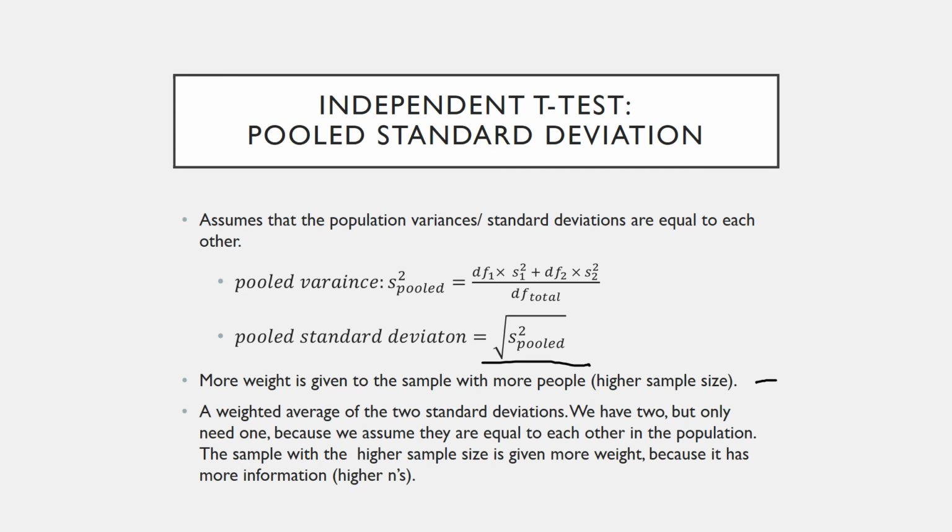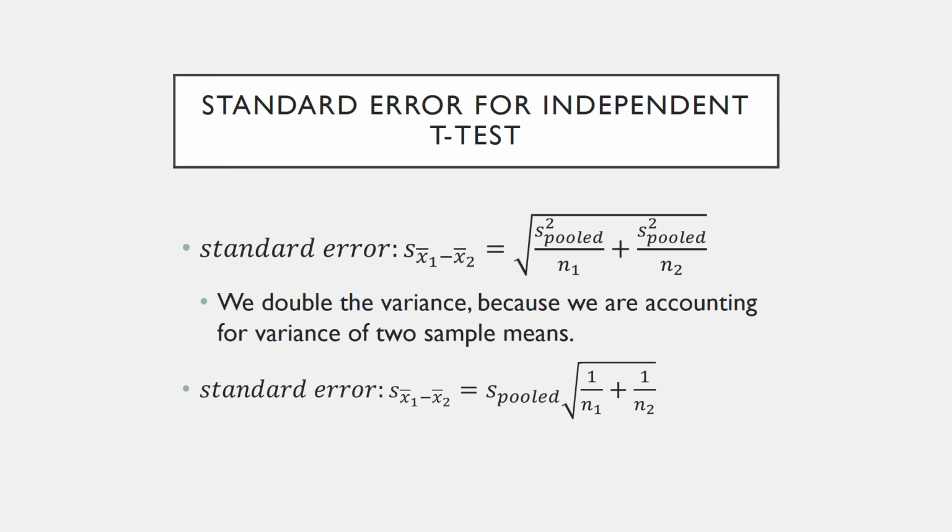It's a weighted average of the two standard deviations. We have two, but we only need one because we assume they are equal to each other in the population. The sample with the higher sample size is given more weight because it has more information. It has a higher n. So once you get the pooled standard deviation, we're aggregating or averaging out the two standard deviations because we're assuming that in the population they're equal to each other and that they're only different because of sampling error.